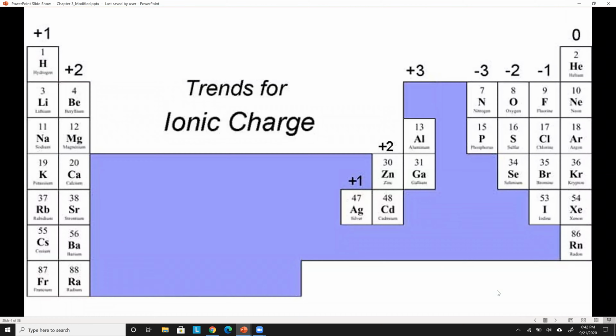So I'm going to go over it right now. This is the best one I could find. It kind of encompasses everything. So you have group 1A. Group 1A is over here where hydrogen is. They have a +1 charge when they become ions.